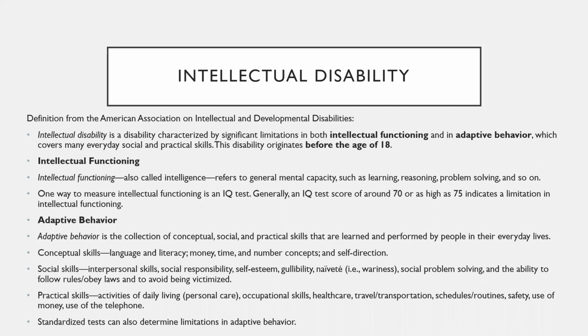Now, here's a definition from the American Association on Intellectual and Developmental Disabilities. So an intellectual disability is a disability characterized by significant limitations in both intellectual functioning and in adaptive behavior. And adaptive behavior covers everyday social and practical skills. And the disability typically originates before the age of 18. So that's another important piece of info there.